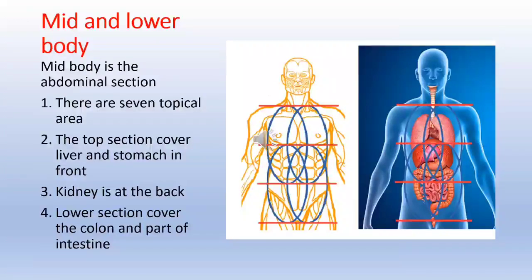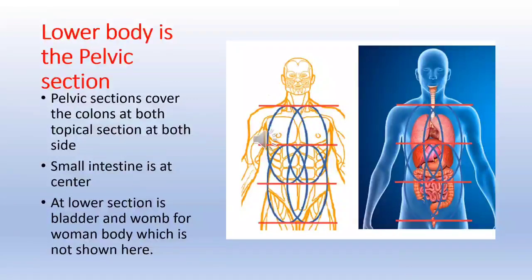You get 7 areas, and you can see the 2 big ones look like eyes, so we nickname them the eyes. They look like the eyes on the 4 ellipses. The top section covers the liver and stomach in the front, and the kidney at the back. Then the lower section covers the colon and part of the intestine. In the pelvic section, you can see that the colon is at the side, then the small intestine is at the center. At the lower section, there are also the bladder and the womb for the woman, but it is not shown here. But you can get it easily from any anatomy picture.